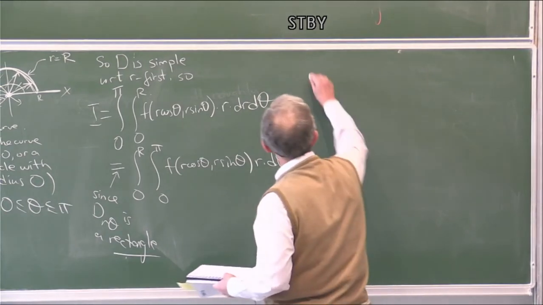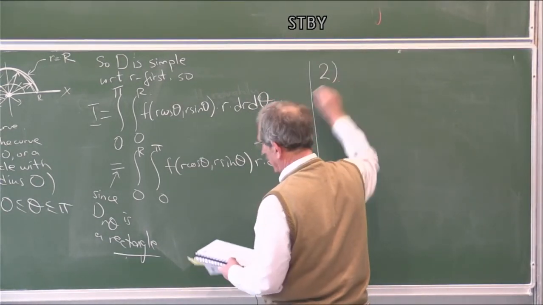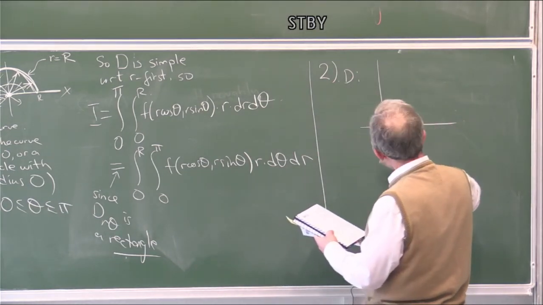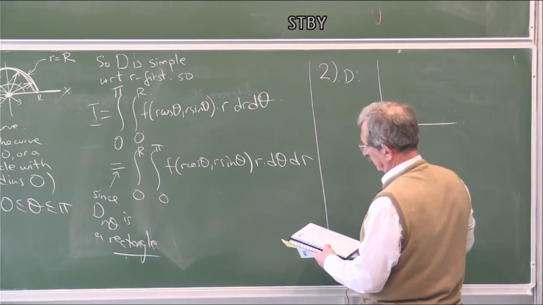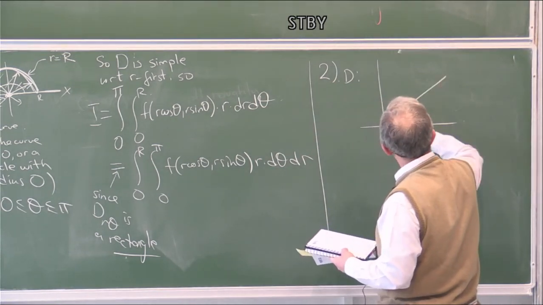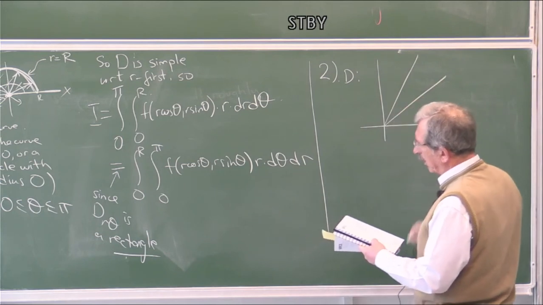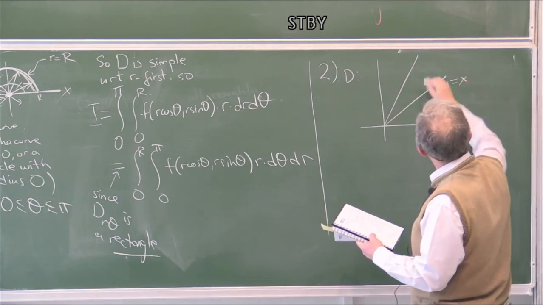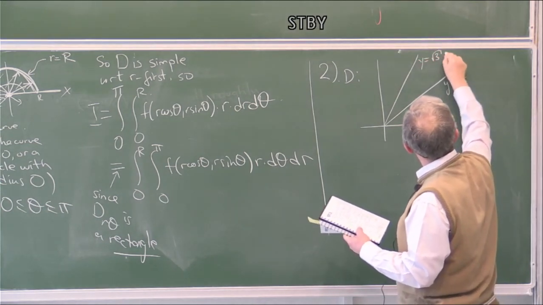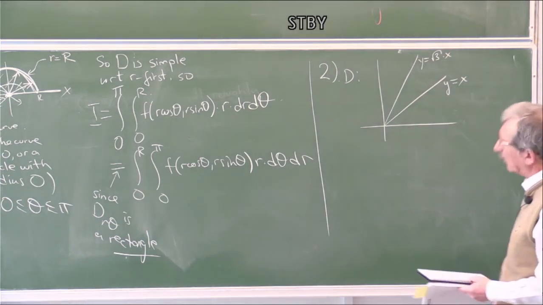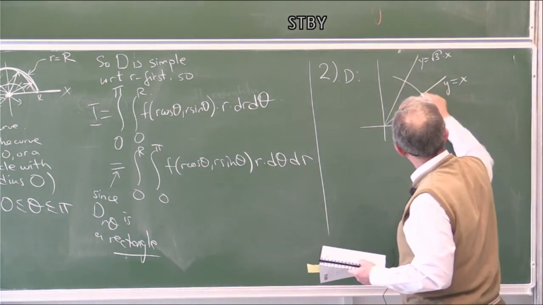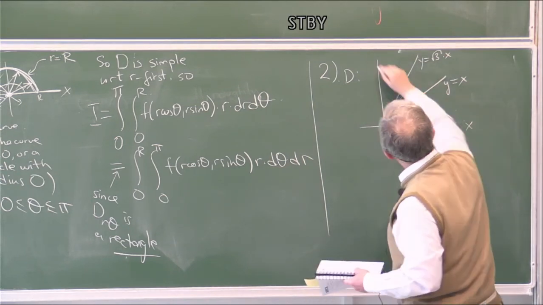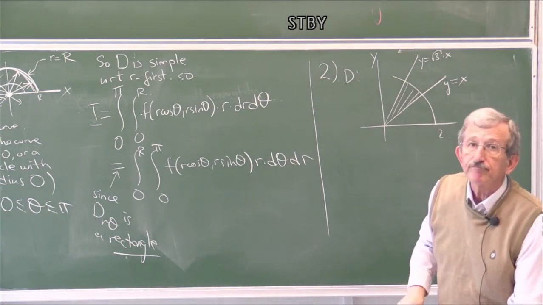As a second example, let D be the following. It is a wedge, like this, where this line is y = x, and this line is y = √3 x. And we have a circle bounding it. So this is our D, but this happens in the xy system.